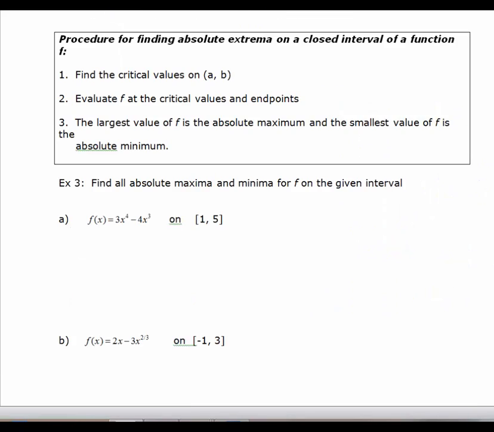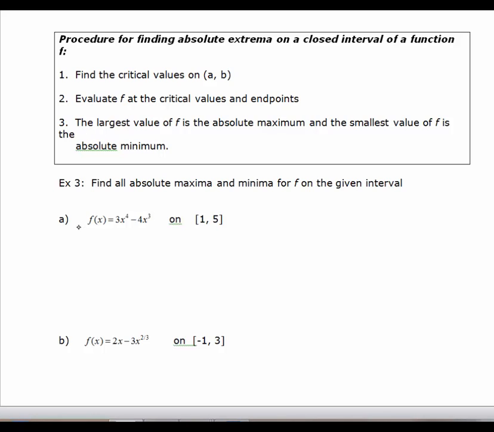So let's look at the procedure for finding absolute extrema on a closed interval. The first thing we need to do is to find the critical values on the open interval. Right? We find the critical values, which are interior points. We also evaluate f at those critical values and also at endpoints. And then the largest value of f is the absolute max, and the smallest value of f is the absolute min.